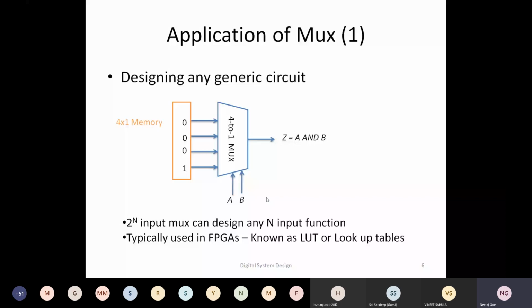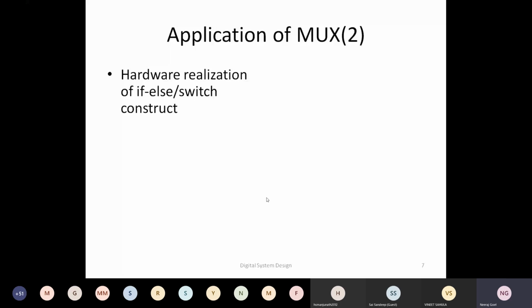The other application of multiplexer is that it can help us in realizing if-else or switch constructs. Whenever we are given some English specification, or C, C++ kind of specification, many times there would be constructs like if-else conditions or switch cases. Switch cases are also essentially if and if-else conditions. So these if-else conditions can be efficiently implemented using multiplexers.